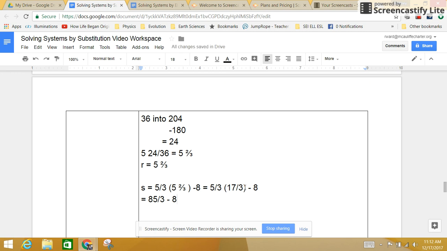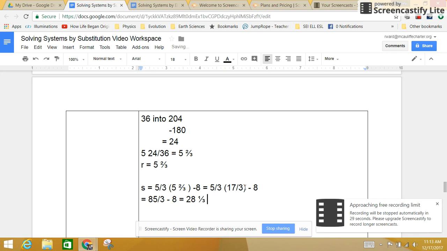Okay, now let's turn 85/3 back into a mixed number. Earlier on we discovered that 28 times 3 was 84. I happen to remember that because we just worked with it. So I'm going to get 28 and 1/3 minus 8 equals 20 and 1/3. So S equals 20 and 1/3, and R equals 5 and 2/3.